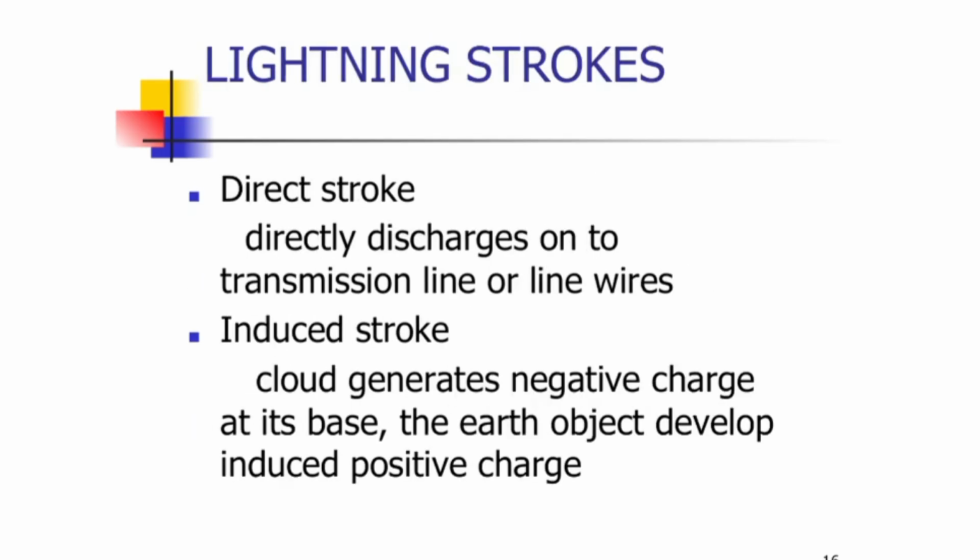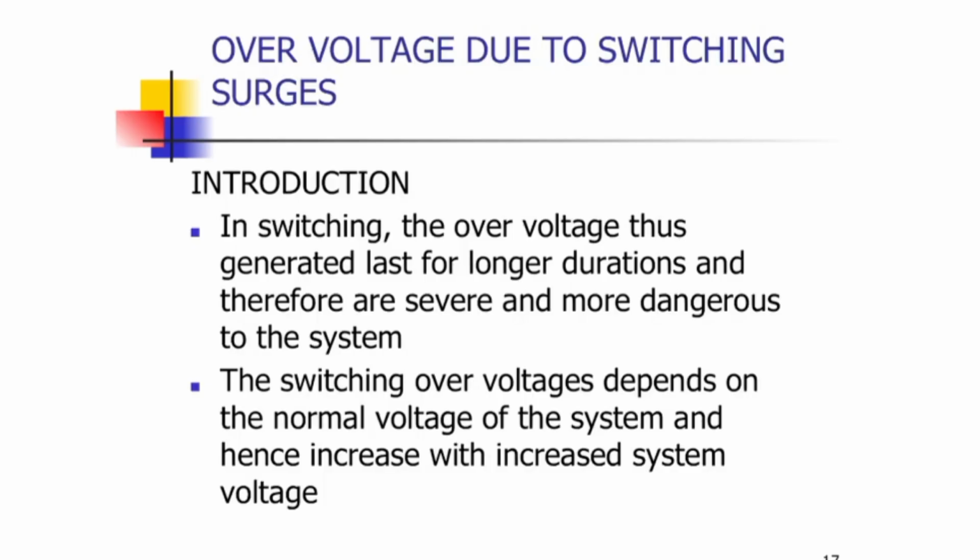Next, we'll move to lightning strokes. There are only two different types of strokes: one is direct and the other is induced stroke. Direct stroke means which directly hits on the transmission line or wire or any tower. Indirect stroke means the cloud-generated charge hits the base of the earth, which will induce the current in the nearby objects or any other transmission lines.